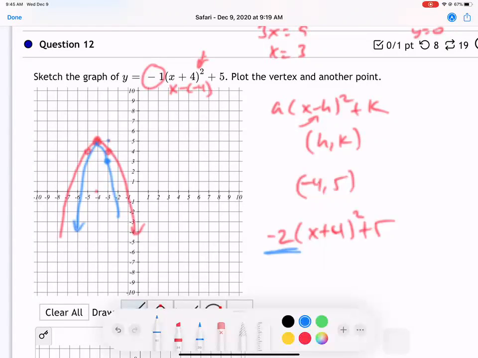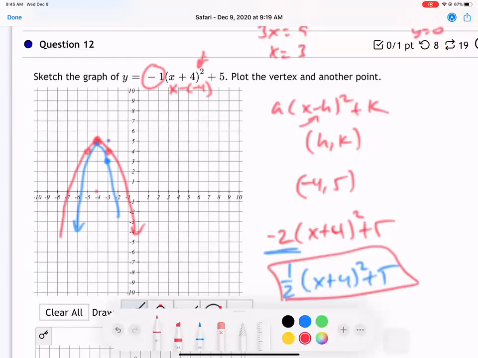What if this was positive 1/2 times (x plus 4) squared plus 5? Okay, sorry, I'm changing the colors. Okay, green. Same exact vertex, but we would be growing 1/2. See, this would be 1/2 right there. That's 1/2. So not one full step, we would be 1/2. So that's this hint. The hint is on the first step, that's our a value.